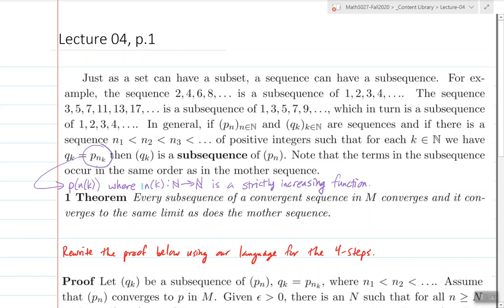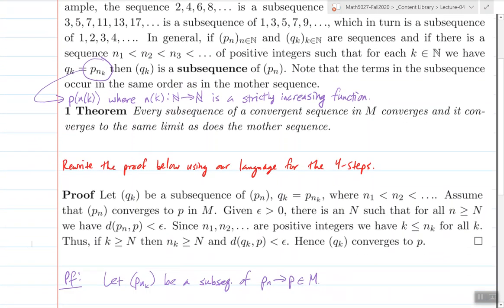So now n of k is just a strictly increasing function that maps the natural numbers into the natural numbers. It's not necessarily onto. So the idea is that you're just picking in order some possible subset of the original terms in the first sequence, what they call the mother sequence, which in this case is denoted by P sub n. And so they have to appear in the right order, and that's why you have the strictly increasing function requirement on n of k as a function from the natural numbers into the natural numbers.